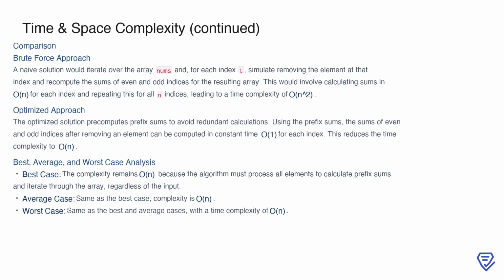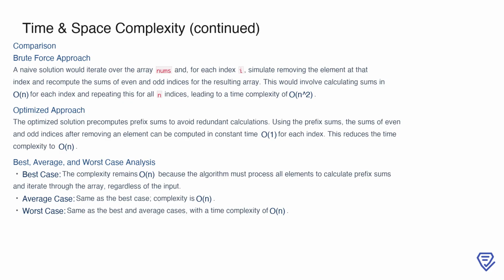Let's compare this optimized approach to a naive brute force solution. In the brute force approach, for each index i, the algorithm would simulate removing the element at that index and recalculate the sums of even and odd indices for the resulting array. Recomputing these sums requires O(n) time for each index, and since this process is repeated for all n indices, the total time complexity is O(n^2).